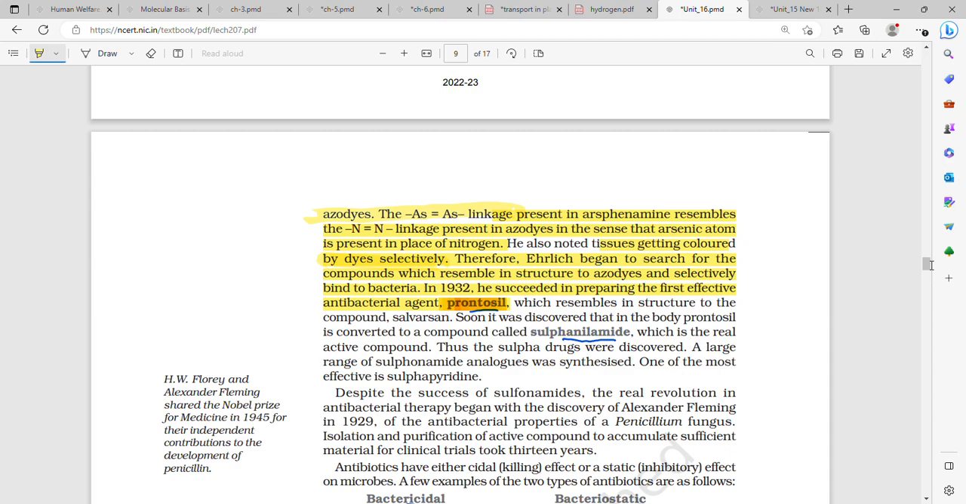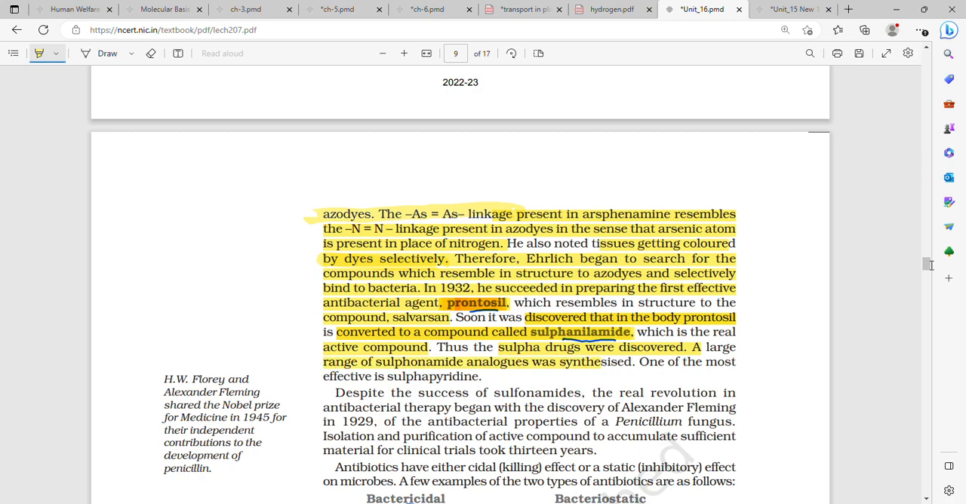Which resemble in structure the compound sulfanilamide. Soon it was discovered that in the body Prontosil is converted to a compound called sulfanilamide, which is the real active compound. Thus, sulfa drugs were discovered.